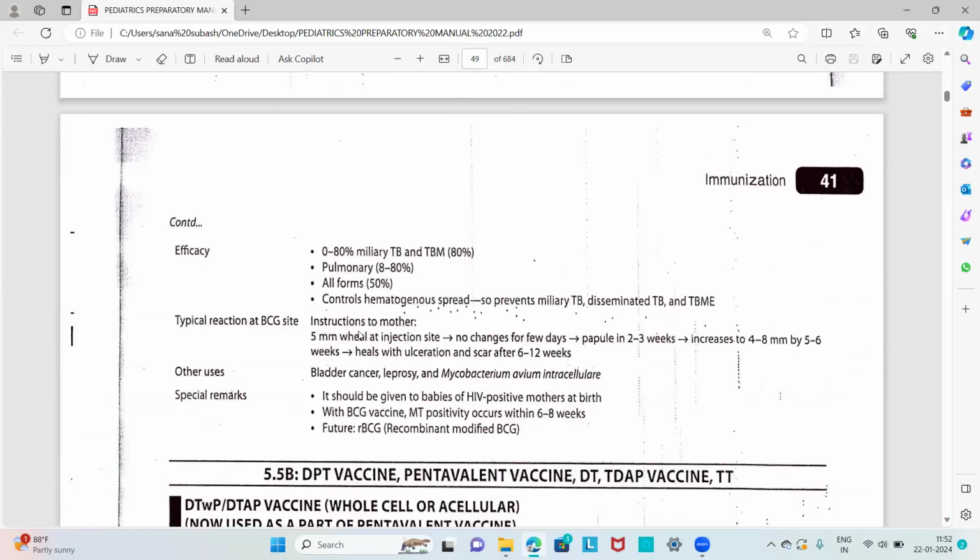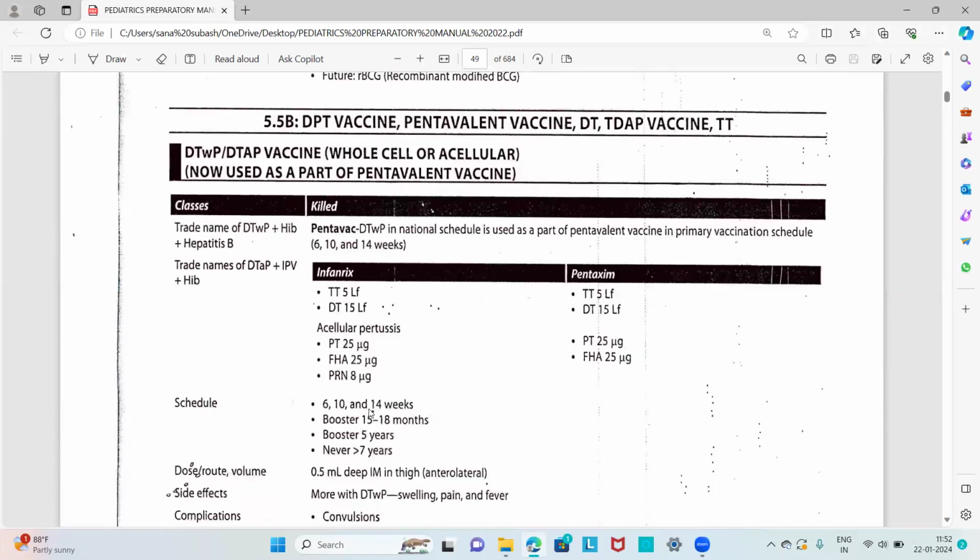And the typical reaction at the BCG site, we have to instruct the mother, so it is normal. A 5 mm wheal at the injection site, that is followed by no changes for a few days. And then after that, we have a papule in 2 to 3 weeks, then it increases to 4 to 8 millimeters by 5 to 6 weeks. It heals with ulceration and scar after 6 to 12 weeks.